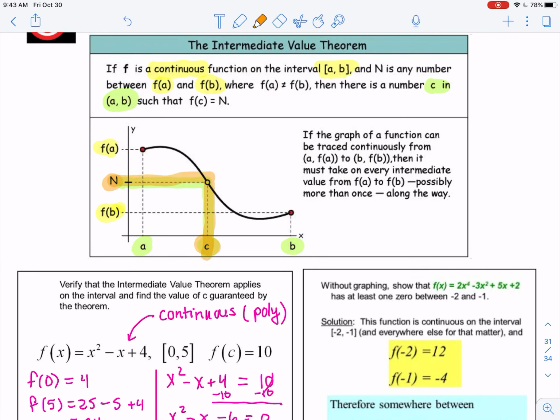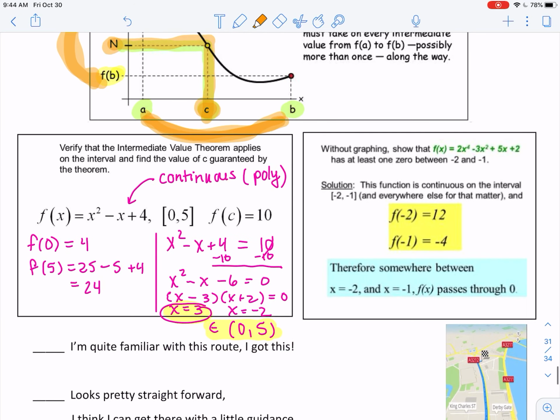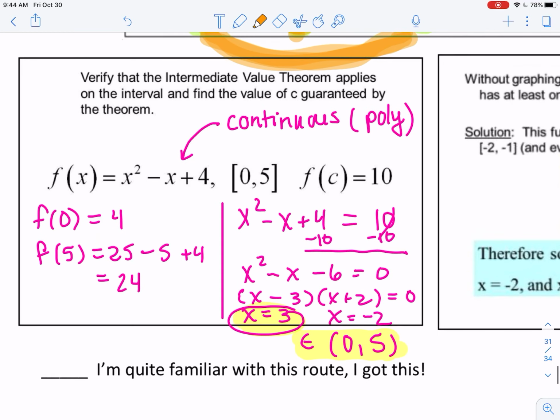Okay, so all we're saying is, if you pick a number between these two, then the answer has to be between these two. There has to be a place between these two where the function value is between these two. Okay? So here's a little example solved out for you before we get into the full note.